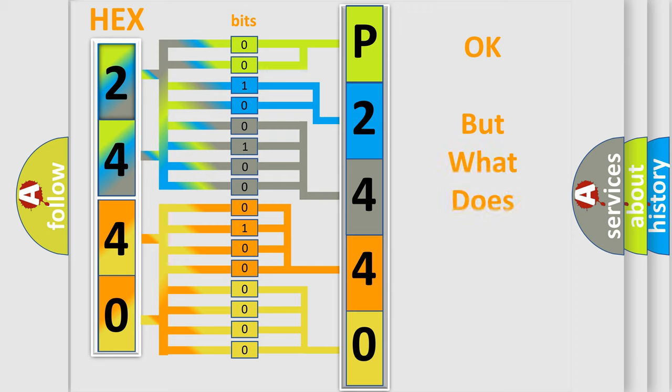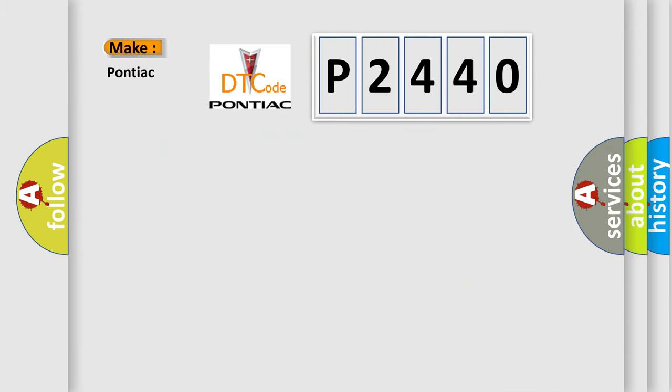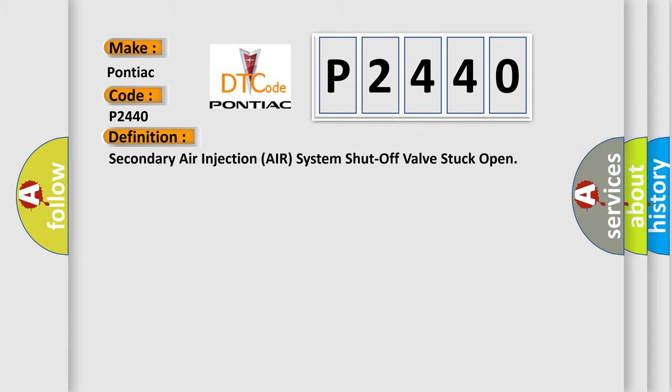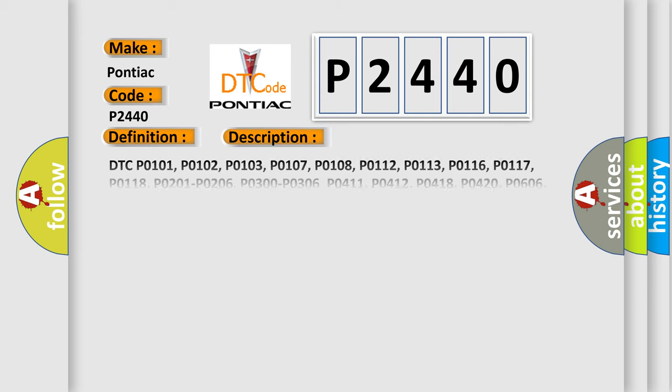The number itself does not make sense to us if we cannot assign information to what it actually expresses. So, what does the diagnostic trouble code P2440 interpret specifically for Pontiac car manufacturers? The basic definition is: secondary air injection system shut off valve stuck open. And now this is a short description of this DTC code.